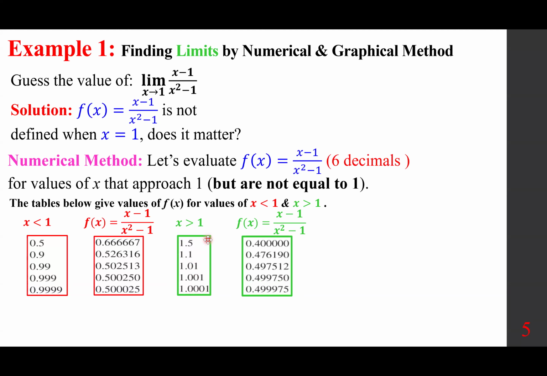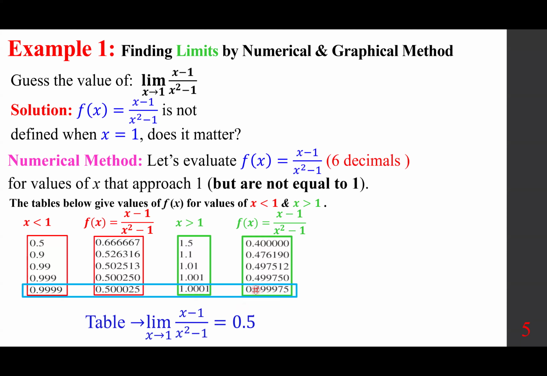When you want to figure out what the limit is numerically, you look at this last one and say, this is the closest number to 1. This is from the left. This is the closest number among those to the number 1 from the right. This is the answer. Accordingly, you should be able to see that the limit of x minus 1 over x squared minus 1 as x approaches 1 is 0.5.